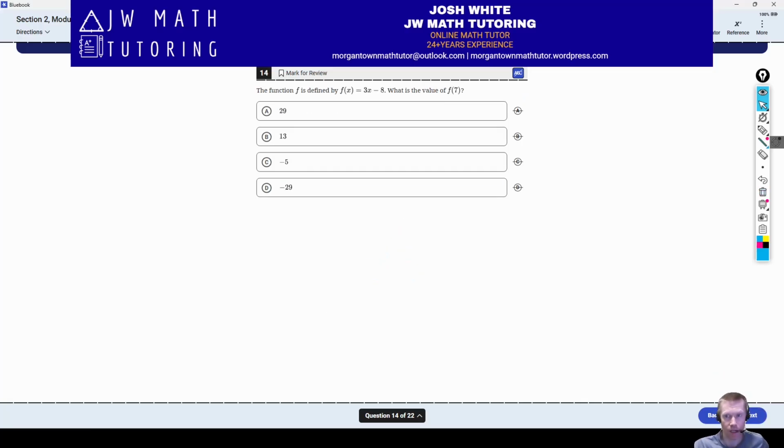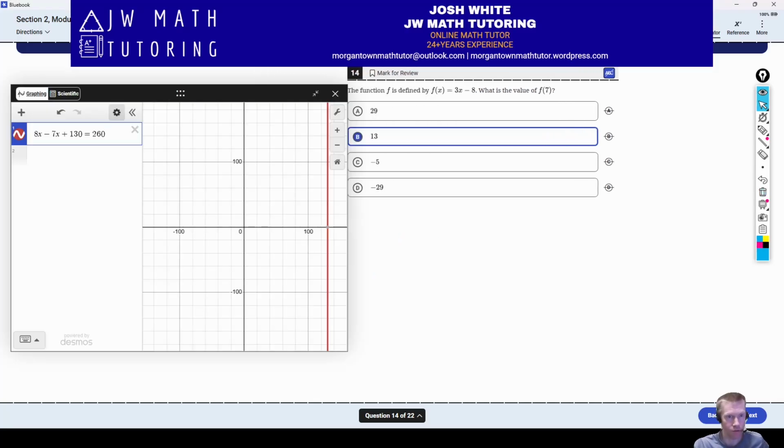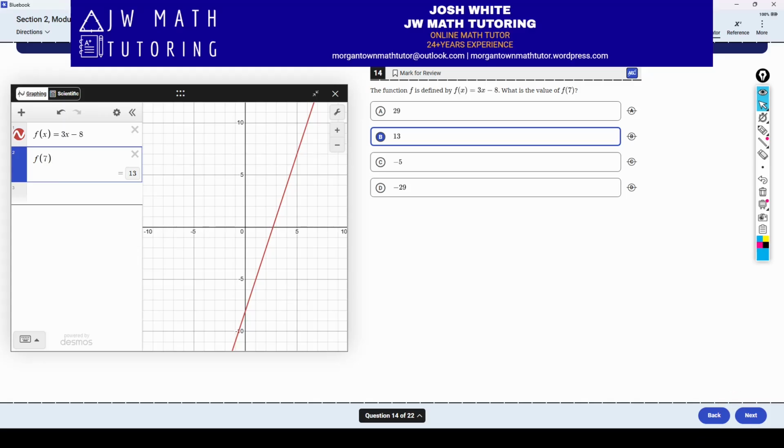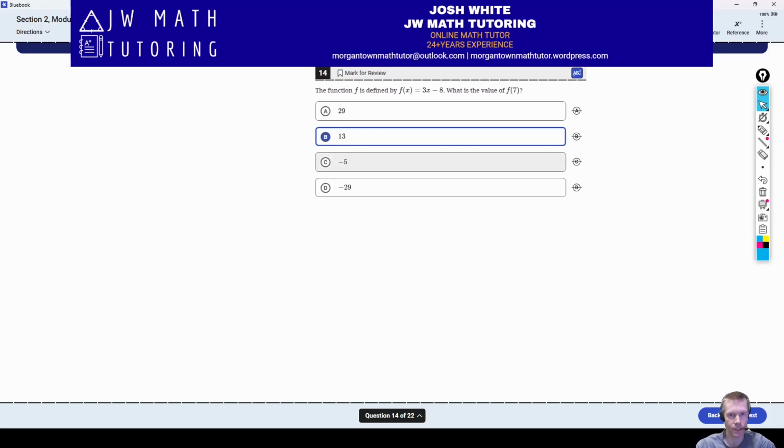Next, you're just evaluating a function here, technically a linear function. So we're just taking x, we're plugging in 7 for it. 3 times 7 is 21. 21 minus 8 is 13. So the correct answer here is going to be letter B. But I will show you could also have just gone straight to Desmos for this. Typed in the function. And then just do f of 7. Just type that in, gives you the correct answer of 13.